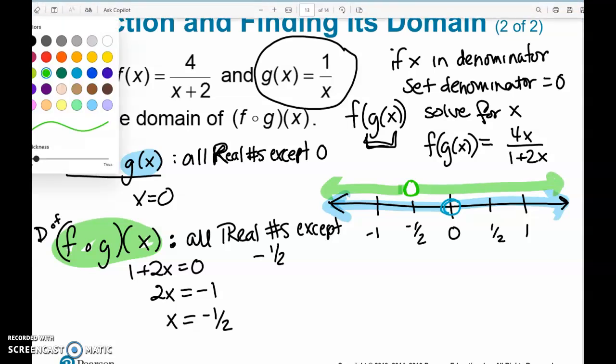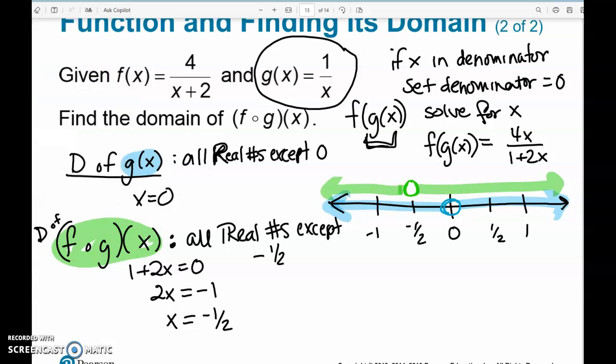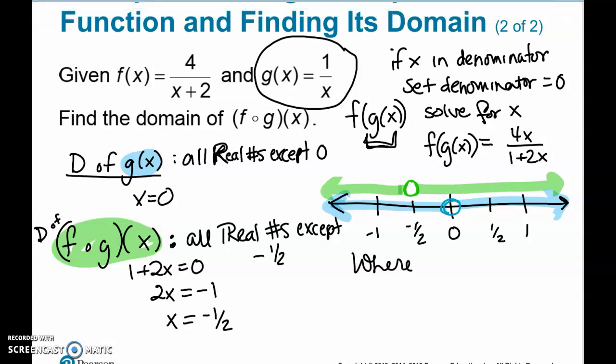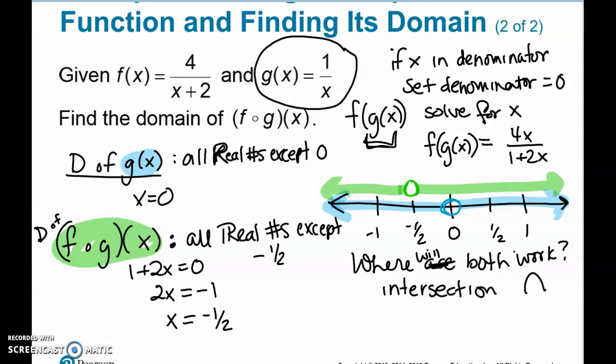So what we're interested in is the overlap. Where are both true? Where will both work? And it's the overlap, so it's the intersection. It's that symbol that looked like this, the intersection. So where do they both work? Here, let me highlight it in yellow.